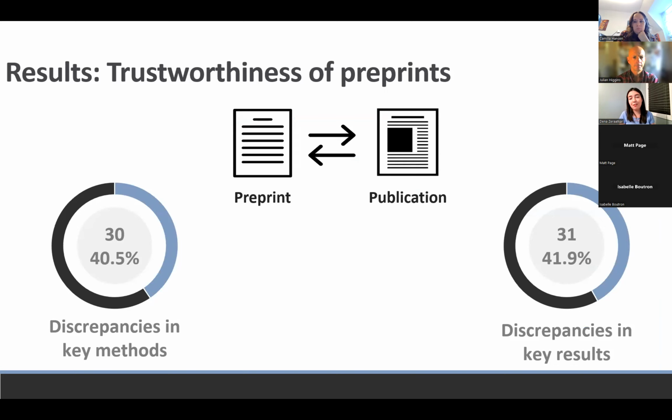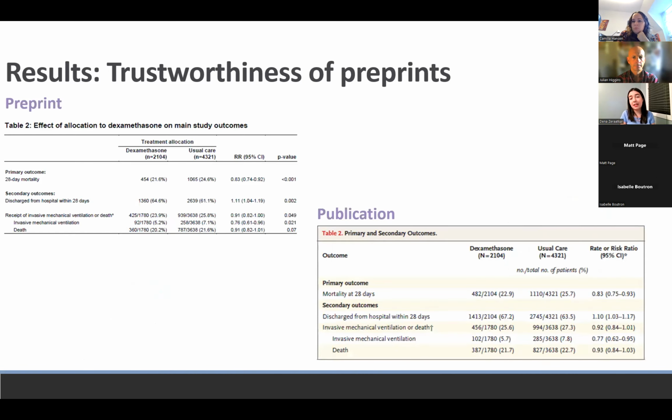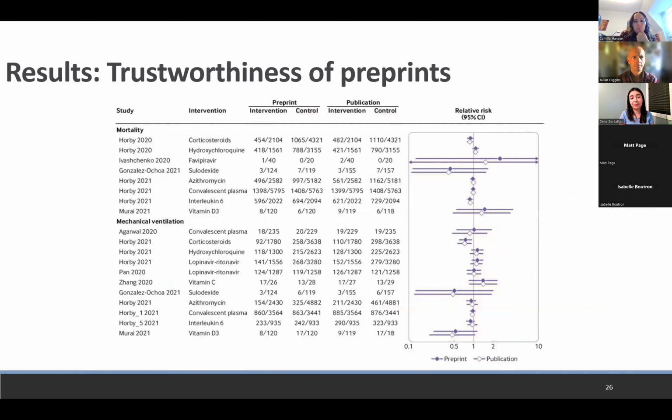We found that half of all trials had one or more discrepancies in the reporting of key methods and results, which was concerning, but the discrepancies didn't seem that important. For example, the Recovery dexamethasone trial reported slightly different results for mortality and mechanical ventilation between the preprint and the publication, most likely not because of an error in the preprint, but because of events that were accumulating in the trial from when the preprint was posted to when the article was actually published.